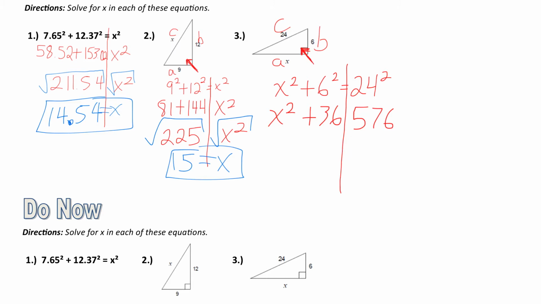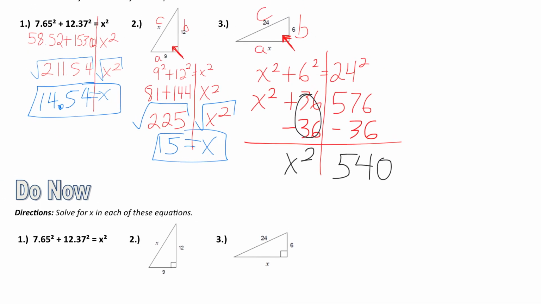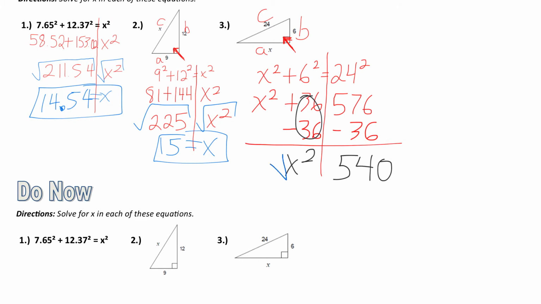Then what? Subtract 36. That way these 36's zero out. That leaves x squared equals 540. Take the square root of both sides. 23.24.